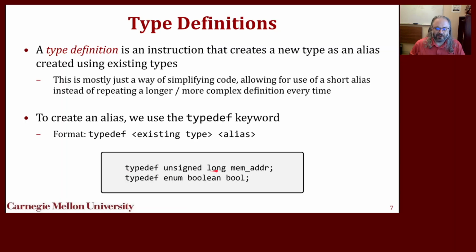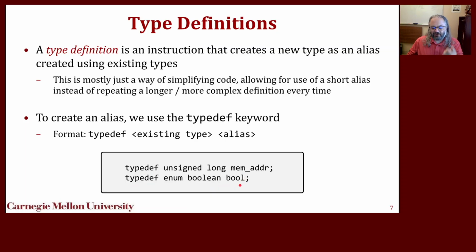Typedef unsigned long mem_addr will create a new type called mem_addr, and that type is exactly unsigned long. So now instead of typing unsigned long in my code hundreds and hundreds of times, I can type mem_addr, and I know that this means it's a memory address. Memory addresses can never be negative, they're always long. I could also do things like I just created this Boolean enumeration, and instead of needing to say enum Boolean every time, I can typedef it into something nice like bool.